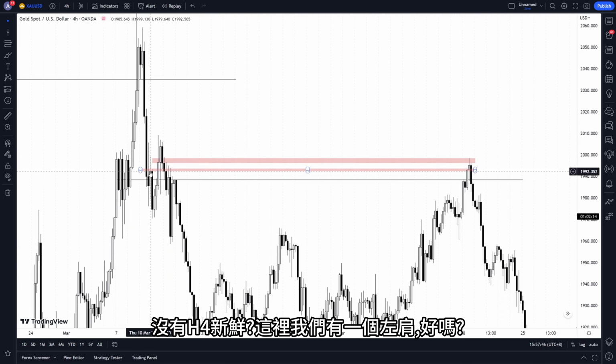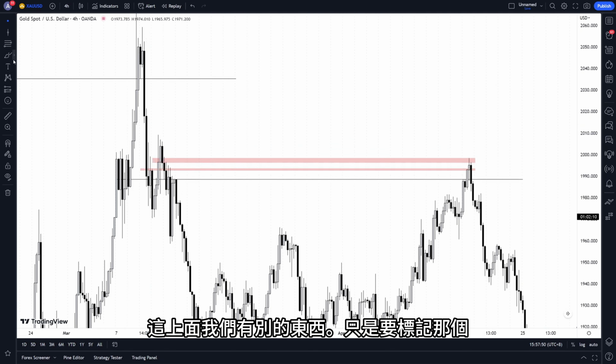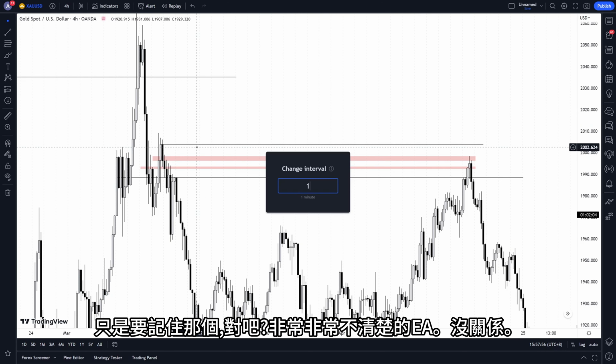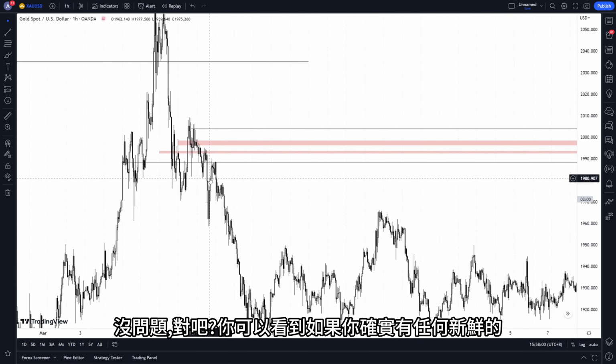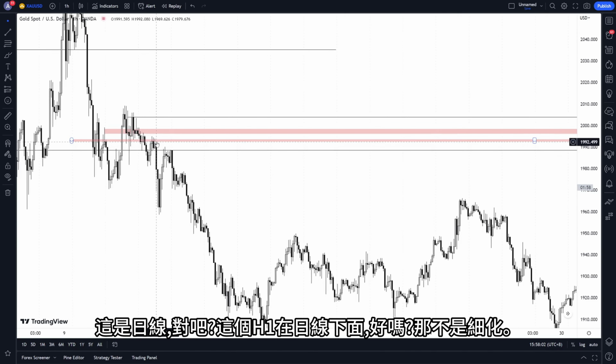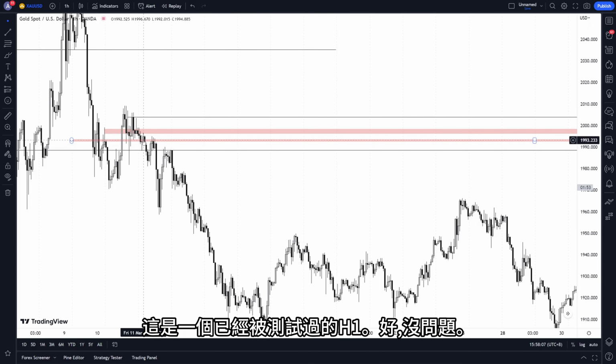No H4 fresh. Here we have ourselves a left shoulder, okay? And above here, we have ourselves something else. Just going to mark that, just going to keep that in mind, right? Very, very unclear PA. No worries, no problem. Here you can see over here, do we have anything fresh? This is the daily, right? This H1 is below the daily. Okay, that's not a refinement. This is a H1 that's already been tested.